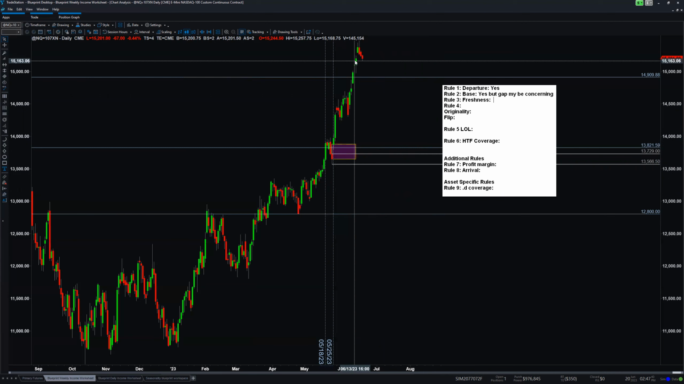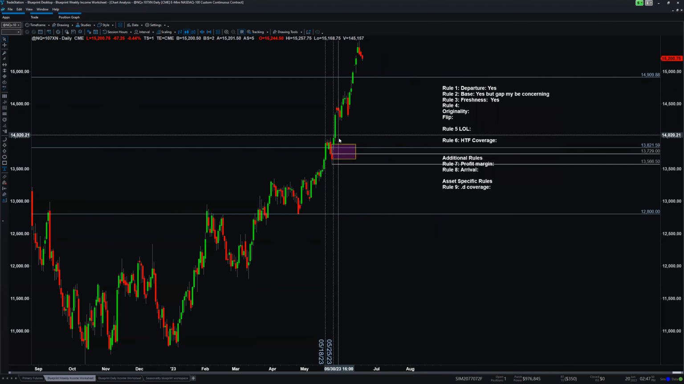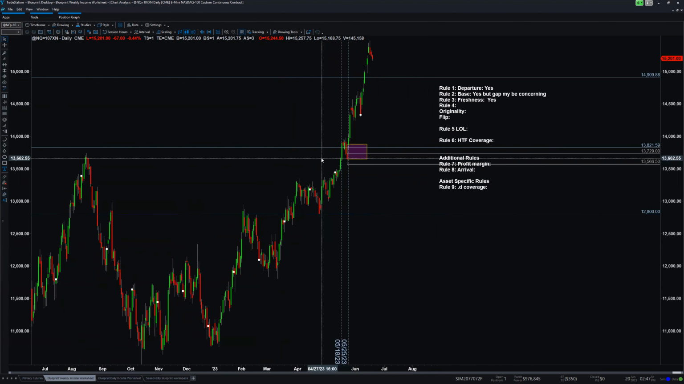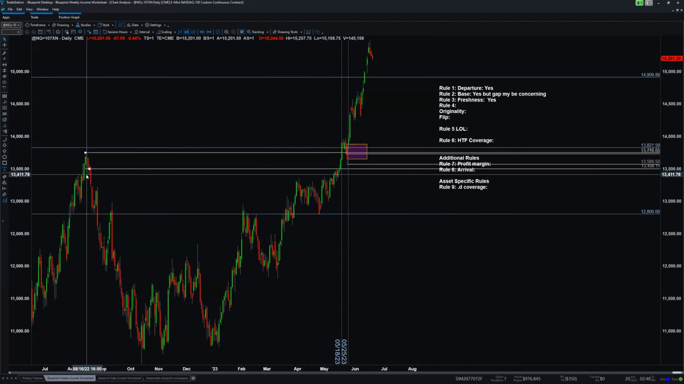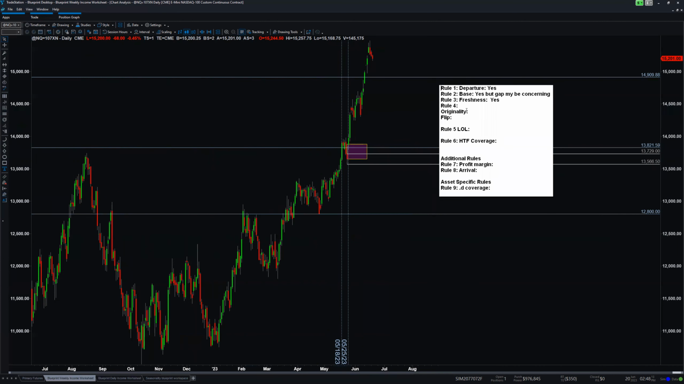What about freshness? It is fresh because price has not come back to this area ever. So yes, it's fresh. What about originality and flip? Well, it's a level on top of level. If I look to the left here, what do I see? Rally base drop, drop base drop. I see supply, rally base drop. So I have a level that's been created within a level of supply. So A, that's original, and B, that's flip.